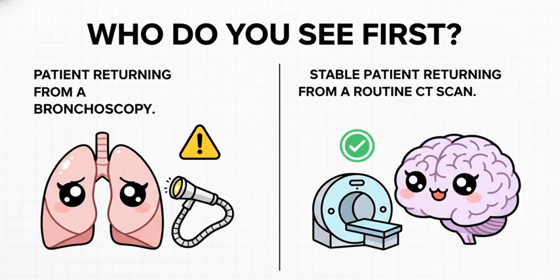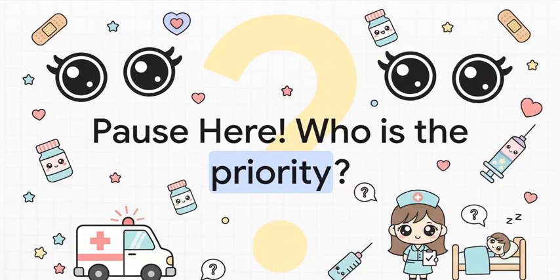Question 6 is all about post-procedure risk. Who do you see first? A patient who's just gotten back from a bronchoscopy or a stable patient who's back from a routine CT scan? Take a second. Which one of those procedures carries a bigger risk right now?